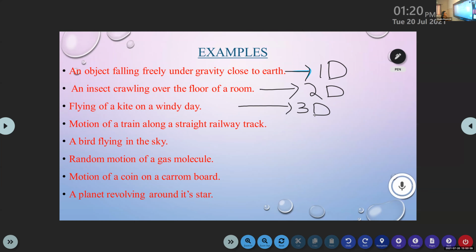All right. The next question to Mehrin, motion of a train along a straight railway track. One dimensional. Yes, good. It is one-dimensional motion. Next to Sarah, a bird flying in the sky.